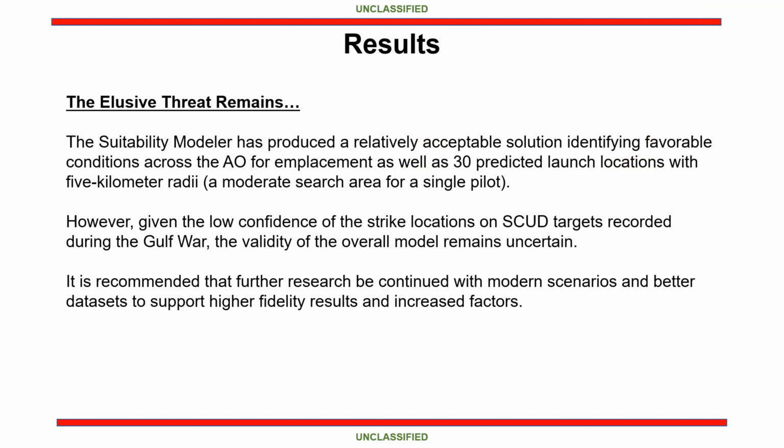So overall, the elusive threat remains. The suitability modeler produced a relatively acceptable solution, identifying favorable conditions, as well as the 30 predicted launch points with the 5 kilometer radii, which is a moderate search area for a single pilot, to effectively identify this location with the modeler and then send them out there to do a patrol to try to get ahead of any sort of launches that are going to take place potentially from that area.